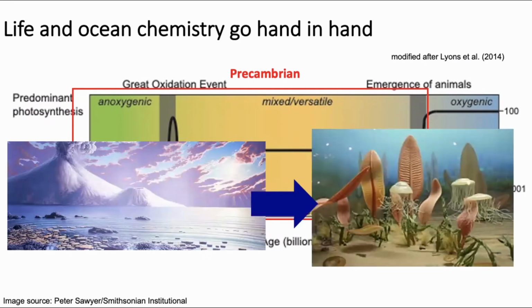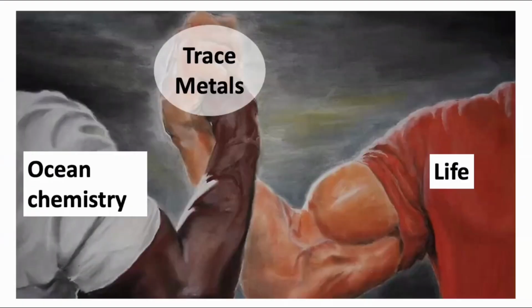One of the ways in which we know about these evolutions, both chemical and biological, throughout time, is through trace metals. Trace metals are really great indicators for ocean chemistry through time, and they are also necessary for the evolution of life. So I'll walk through why that is.